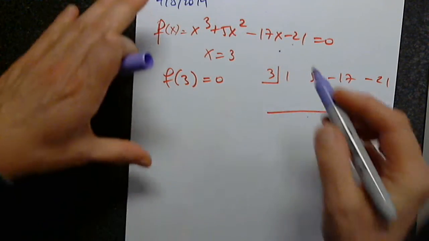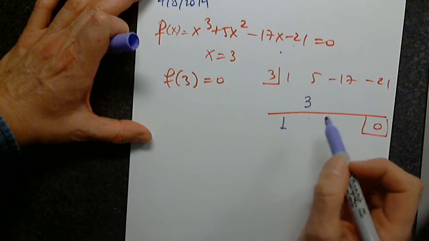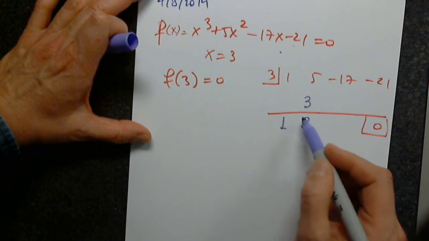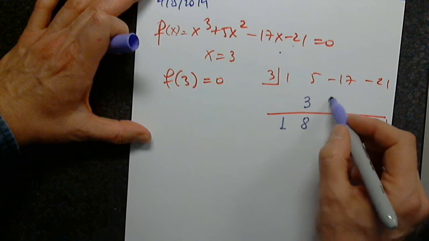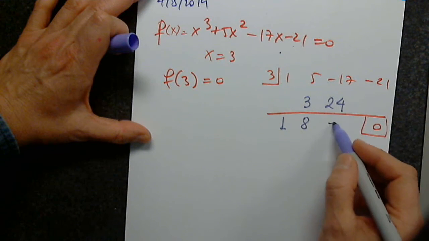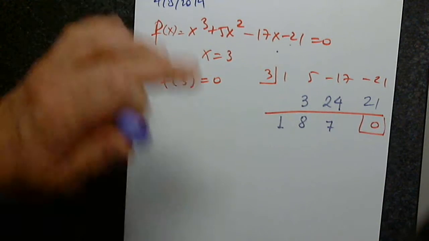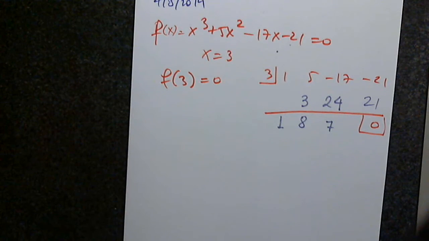So let's do this. We copy 1. 3 times 1 is 3. Perform the operations, I see 8. 3 times 8 is 24. Perform the operations, I get a 7. 3 times 7 is 21, exactly as expected, and I get 0. So then x equals 3 is a solution, for sure.